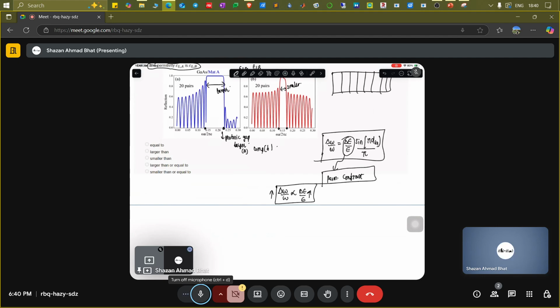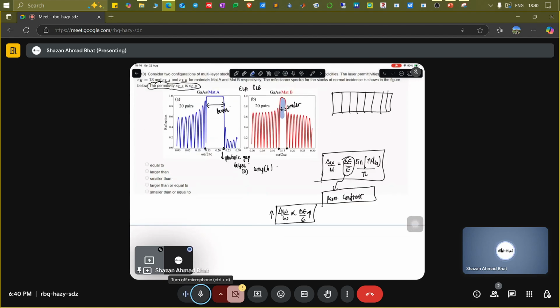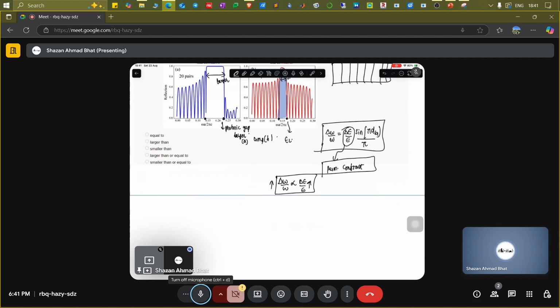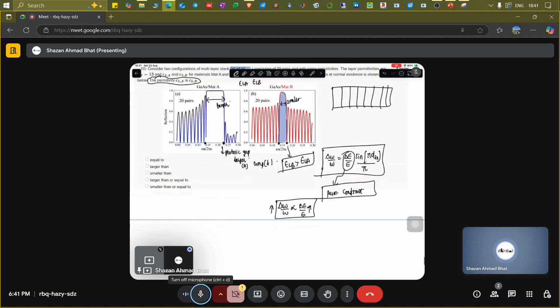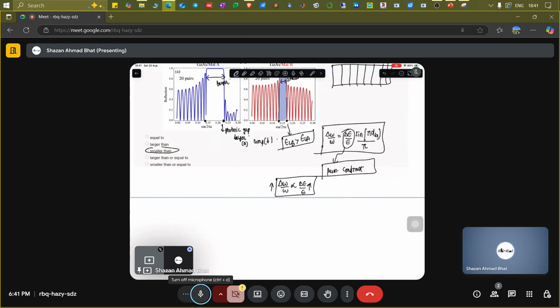That means for this particular stack, for this particular band, which is the narrower reflectance band, it is having greater epsilon, epsilon LB. So epsilon LB will be greater than epsilon LA. So that means epsilon LA is smaller than epsilon LB. It just comes from the fact of permittivity contrast between the two materials.